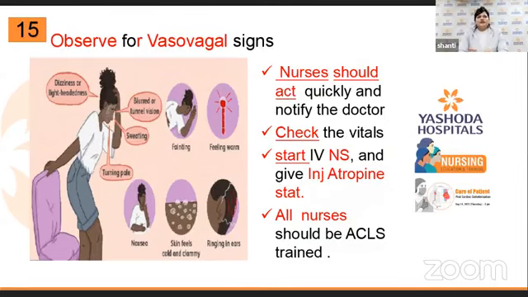Yes, you can continue. Sometimes the patient develops vasovagal signs like dizziness, blurred vision, sweating, hypotension. At that time the nurse should act quickly and notify the doctor. Check the vital signs, start IV normal saline, and give injection atropine stat. All nurses should be ACLS trained.